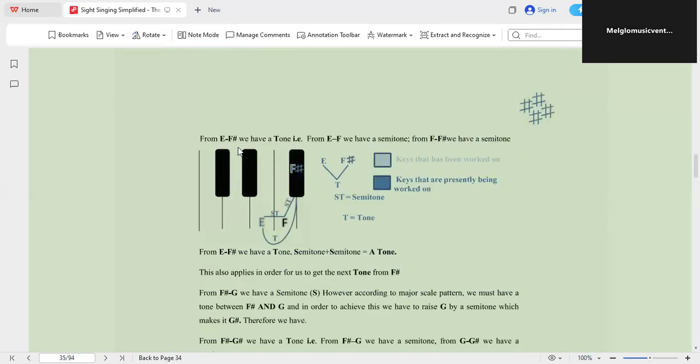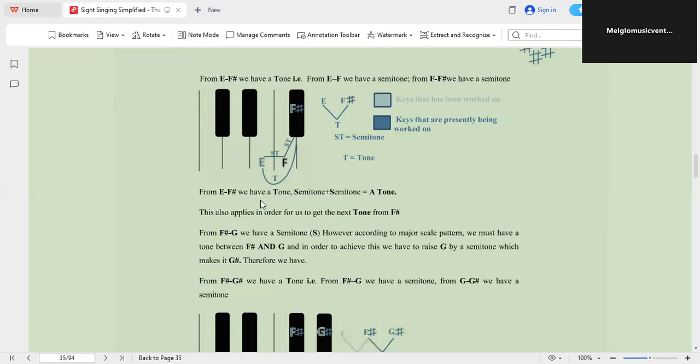Therefore, from E to F sharp, we have a tone. That is, from E to F, we have a semitone, and from F to F sharp, we have a semitone. So from E to F sharp, we have semitone plus semitone. That is the semitone of E to F plus the semitone of F to F sharp equals a tone. So we are now on F sharp, not F, because the tone has taken us to F sharp. This also applies in order for us to get the next tone from F sharp.